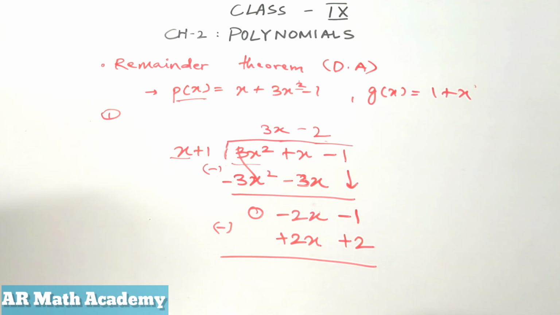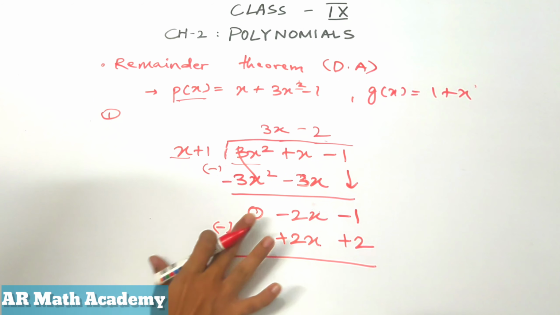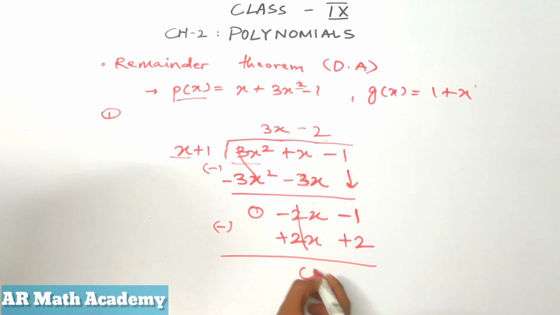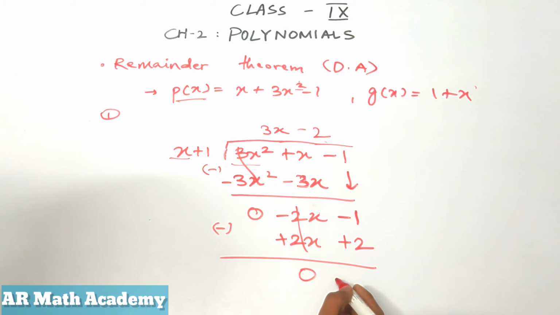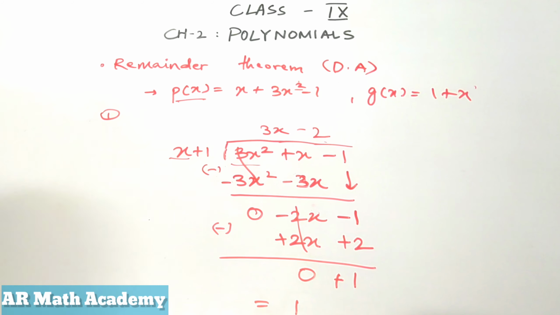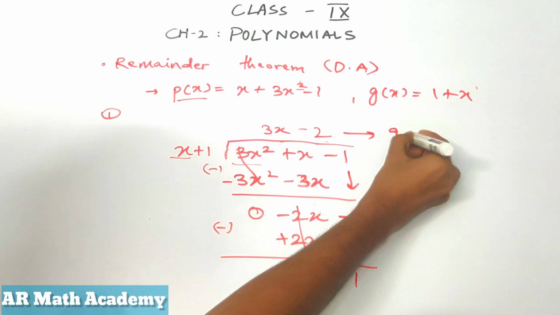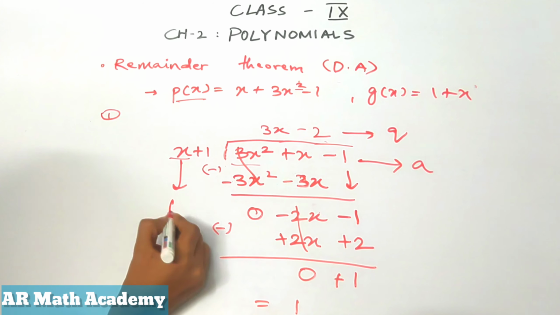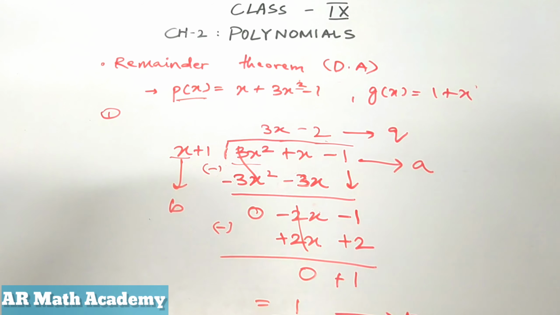So now evaluate this expression. Now forget this minus sign, just evaluate this expression. Minus 2x plus 2x, cancel it out, 0. Minus 1 plus 2 minus 1, plus 1. So your final remainder is 1, and you have solved the division where this is the quotient q, this is a, which is the dividend, this is the divisor b, and this is the remainder r. Your quotient is 3x minus 2 and your remainder is 1.